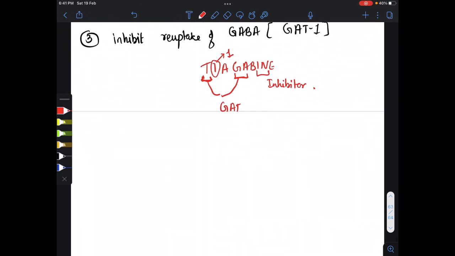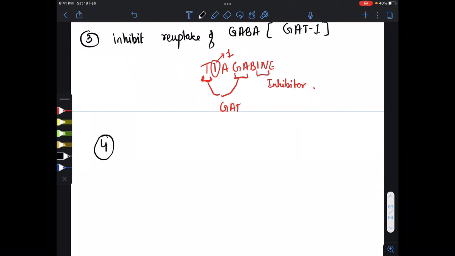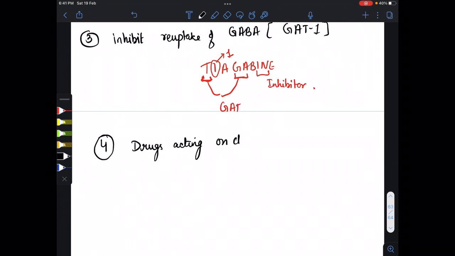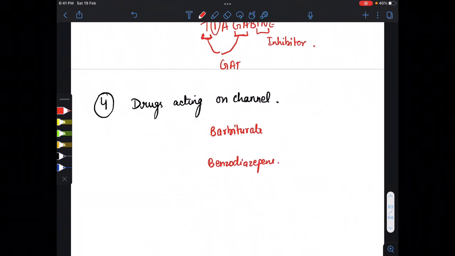Now the fourth drug. Which drugs act on the channels? They act on the postsynaptic receptors and increase the GABA activity. So, drugs acting on the channel. For this we have the drugs barbiturate and benzodiazepine. Please remember barbiturate, and the other one is benzodiazepine. And in barbiturate we have the drug named phenobarbital.